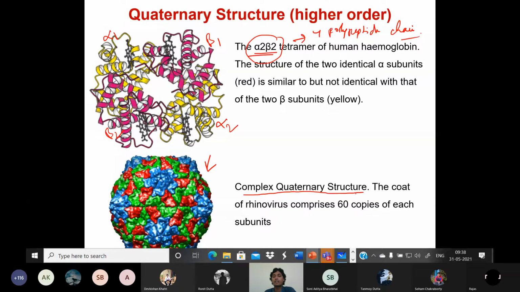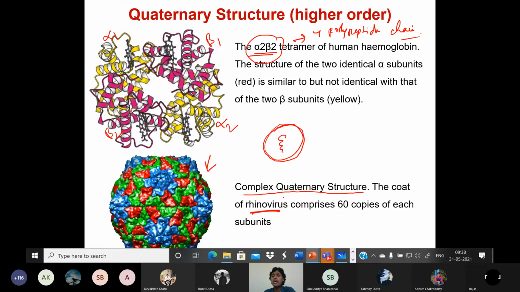It is a very, very higher order structure: the coat protein of a rhinovirus. Rhinovirus is a kind of cold virus that causes the common cold. In the case of a virus, I think all of you know, we will take a different class about virus later. But in a virus, outside is a protein coat. Viruses are not like cells, but inside the protein coat you have some genomic material.